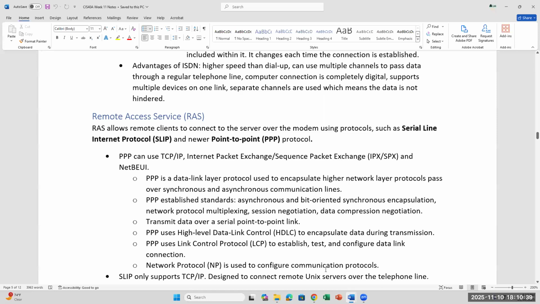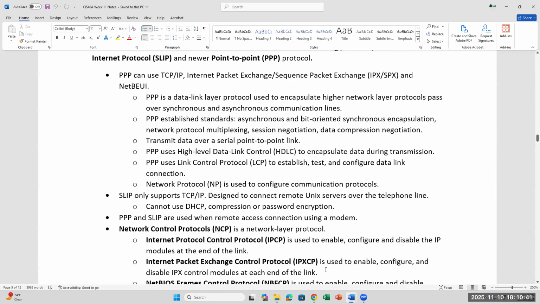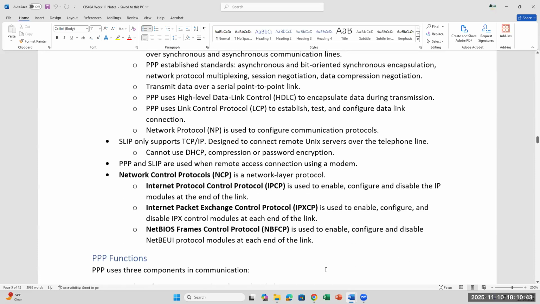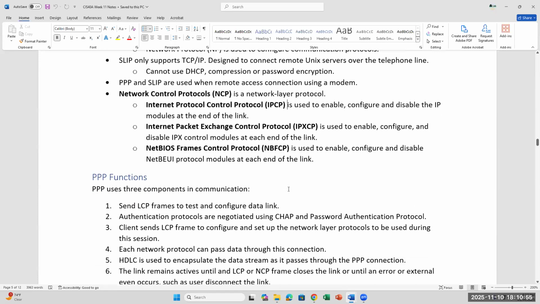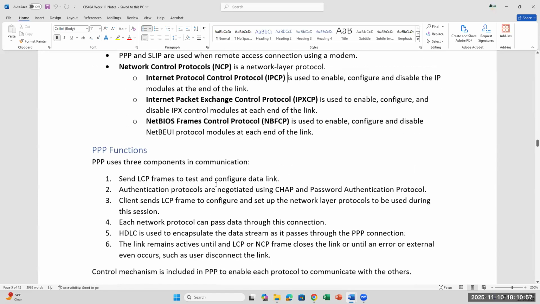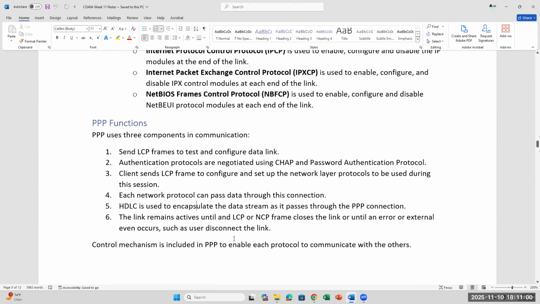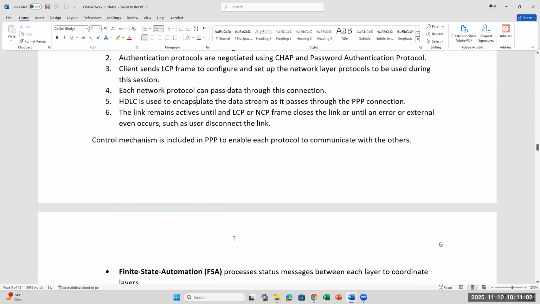Okay. So protocols, you can refer to page 5. I think we talked about NetBIOS and NetBEUI a while back, but there's also network control protocols for IP modules and link information there. PPP information, so there are processes in using point to point protocol.